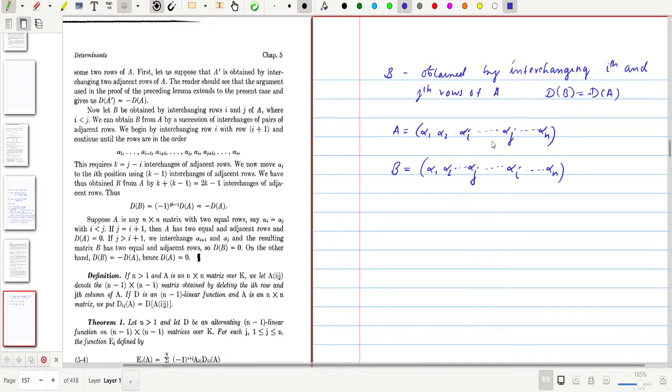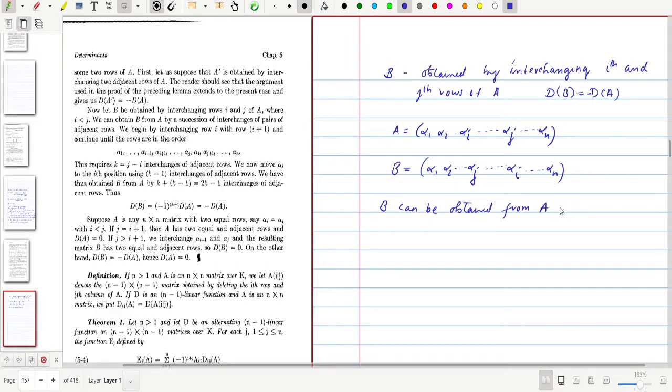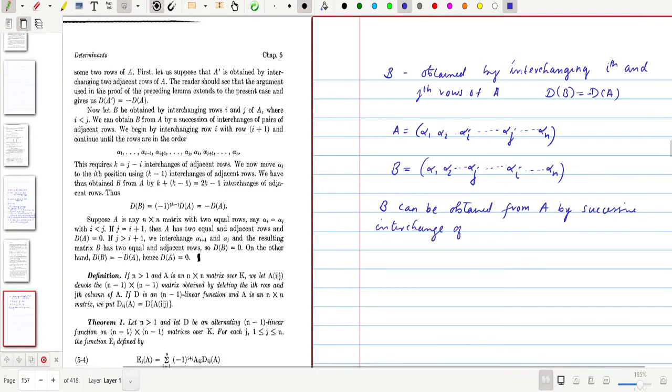So we have already proved that whenever we interchange two adjacent rows, then we can take a minus sign out. Okay, so we will prove that this B can be obtained from A by successive interchanging of adjacent rows, not equal adjacent rows.